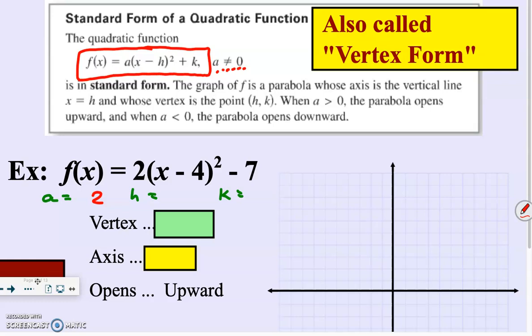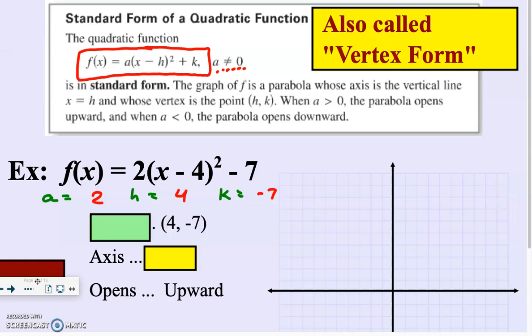Okay, what about h? H is going to be 4. Remember, it's the amount that's being subtracted from x. What about k? Negative 7. Very good. So if h is 4 and k is -7, then now we know that our vertex is at 4, -7. So if I were to start plotting some points here, 4, 3, 4, 5, 6, 7. We said that we're opening upward.